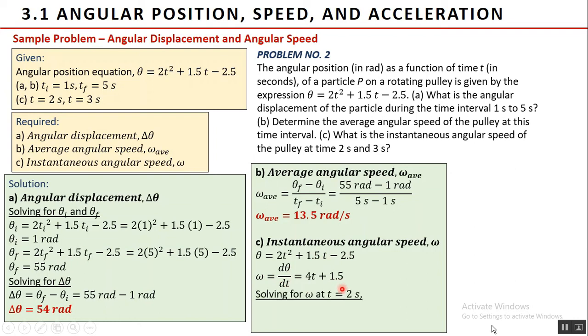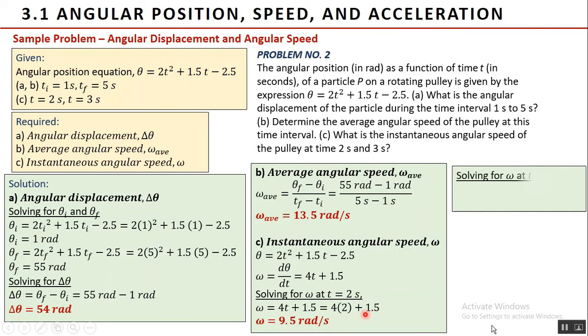Then, we are now ready to solve for the instantaneous angular speed at time 2 seconds. We simply substitute the time t with 2, then pressing on your calculator, so the angular speed at 2 seconds is 9.5 radians per second. Then at 3 seconds, we again substitute the time 3 seconds, it gives 13.5 radians per second. Remember, for as long as we know the angular equation, we can always determine the numerical value of the instantaneous angular speed at any point in time.